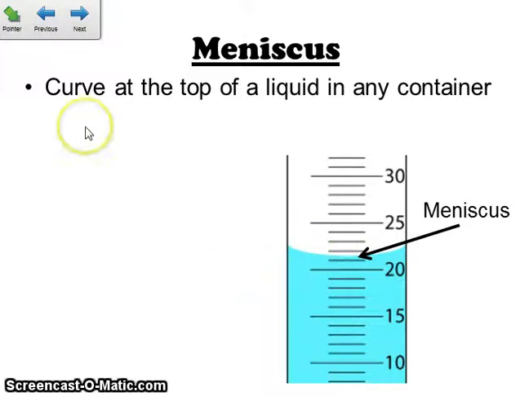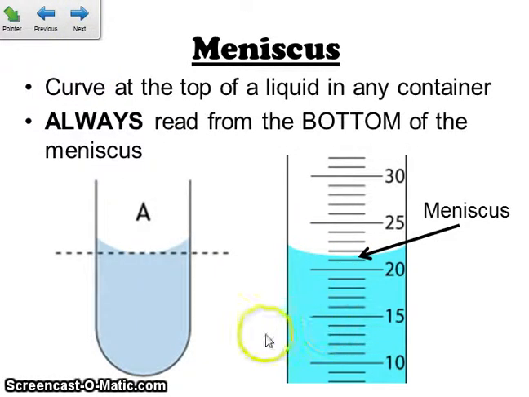When we read a meniscus, we are always going to read from the bottom of the meniscus. So here's the curve in the water, and at the very lowest point in the middle, that's where you're going to take your reading from. If you're measuring the top, you're always going to have too much in there.